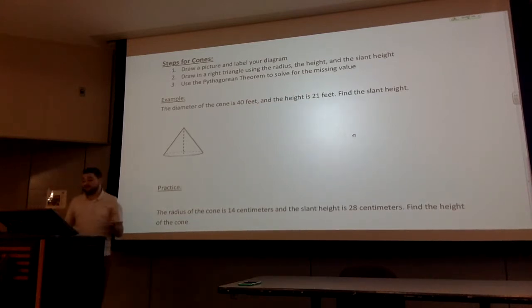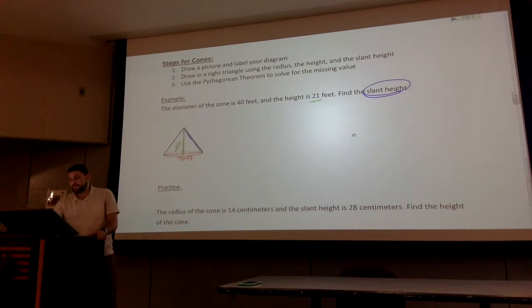So we're trying to find the slant height. They give us diameter is 40 feet, and remember diameter is the length of the entire circle. So this whole thing is 40 feet. And our regular height is 21 feet. So that's this part right here. It's not the slant height. And now we're trying to find the slant height. So now you can see that this part right here forms the right triangle that we're going to use to find the slant height.